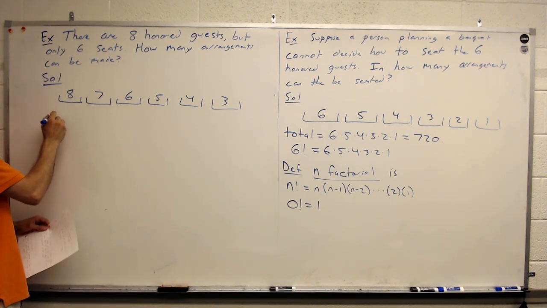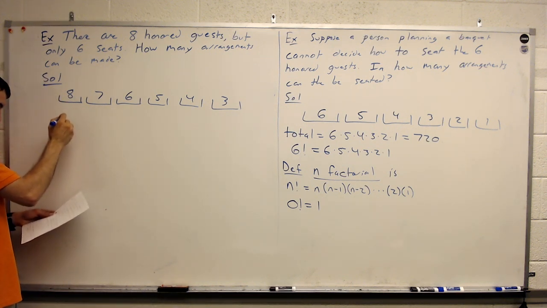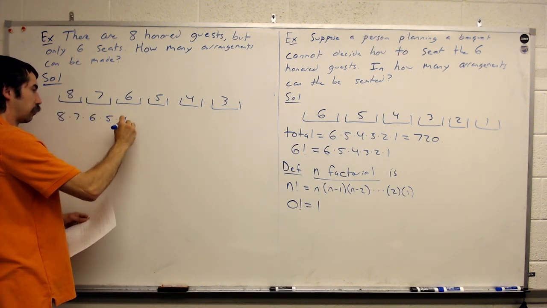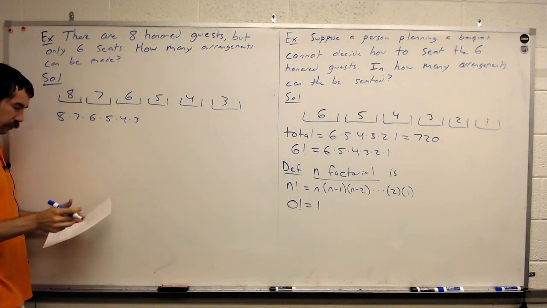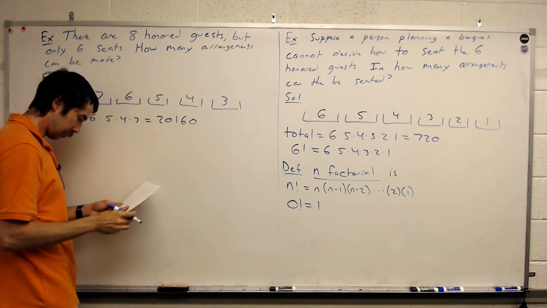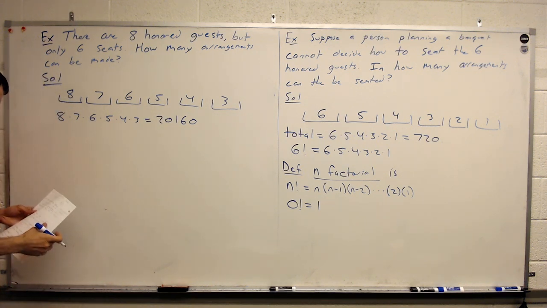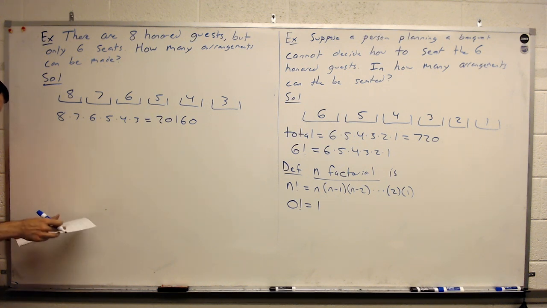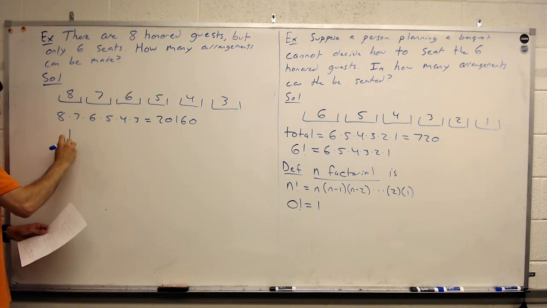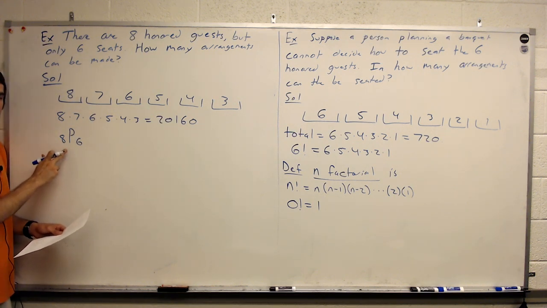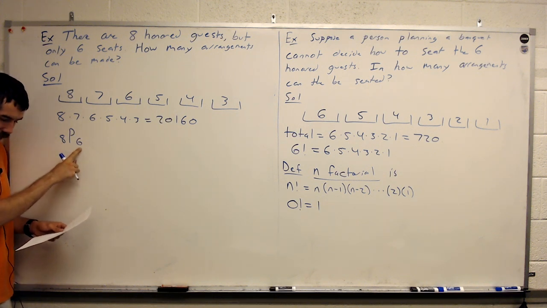Okay, so our solution is 8 times 7 times 6 times 5 times 4 times 3. This value is 20,160. Okay, and so this we're going to denote as 8P6. Okay, this is going to be what we call a permutation of 8 objects where we pick 6 of them.